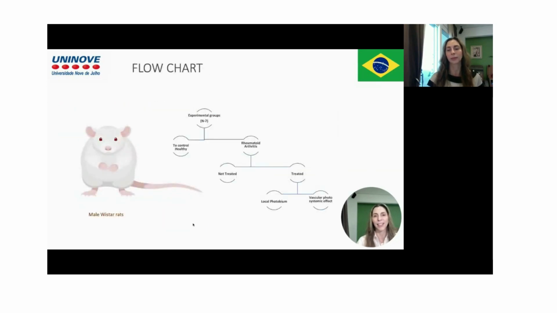This is our flow chart. We are going to use 1-year-old male Wistar rats, weighing approximately 400 to 500 grams. The experimental groups will have an N of 7, divided into control group and rheumatoid arthritis. The rheumatoid arthritis group will be subdivided into non-treated and treated. Treated will be subdivided into local photobiomodulation and vascular photobiomodulation. All groups will have an N of 7.